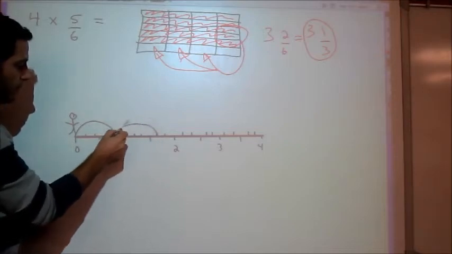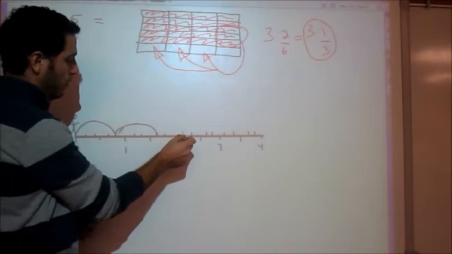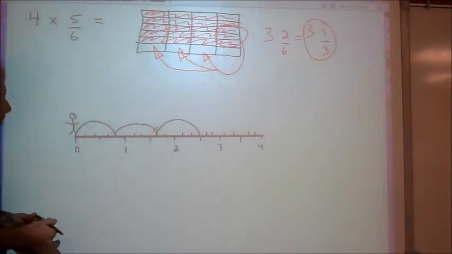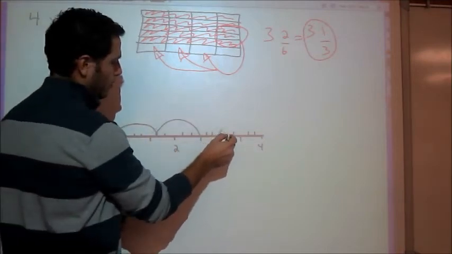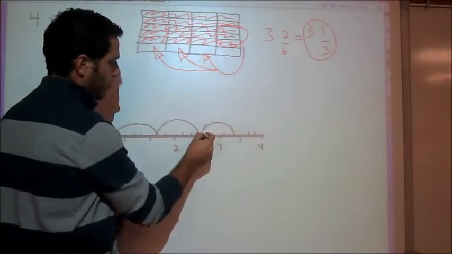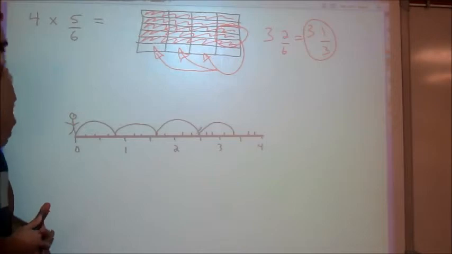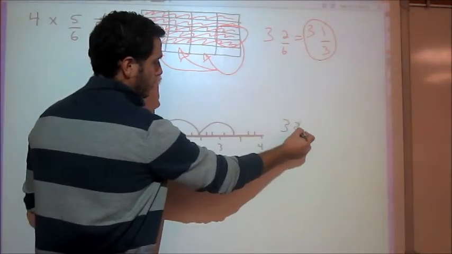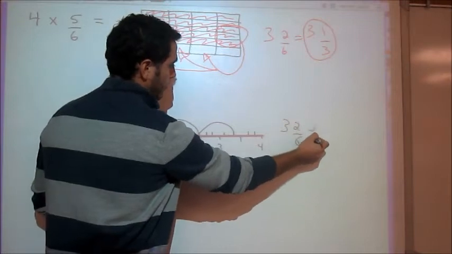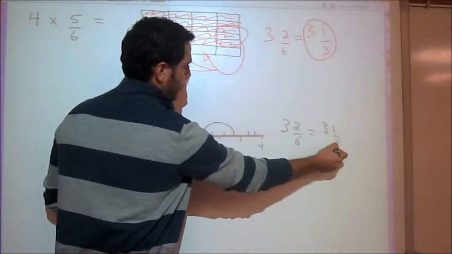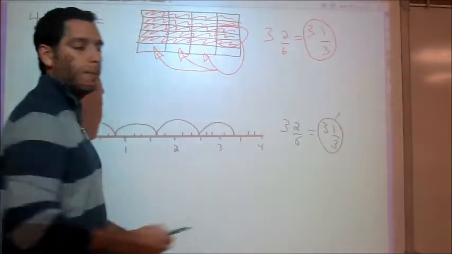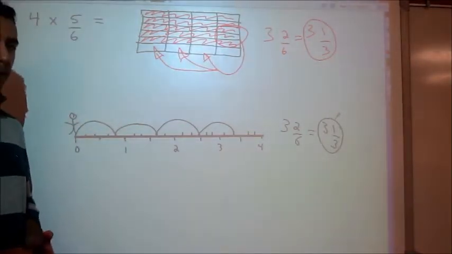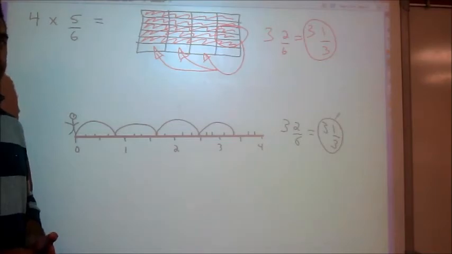Our second step will take us to there. Third step will take us to there. And our fourth step will take us to 3 and 2/6, or 3 and 1/3. So there are a couple of ways that you can model multiplication of whole numbers and fractions.